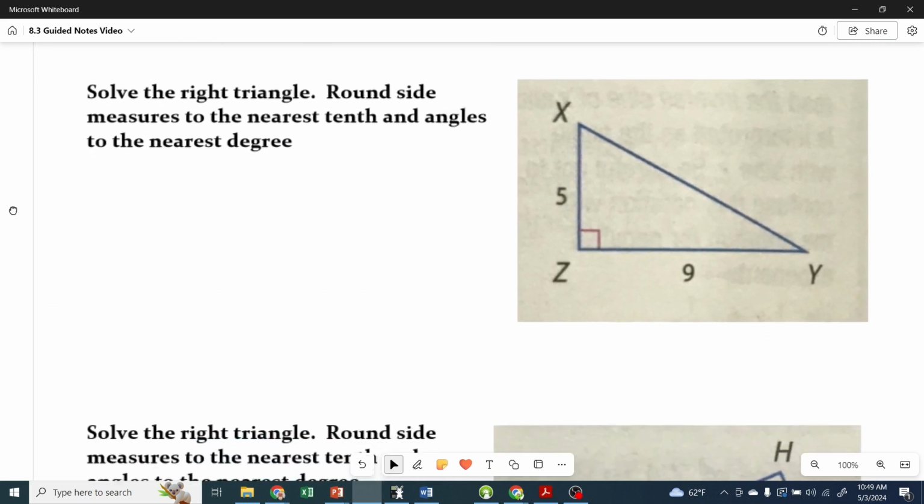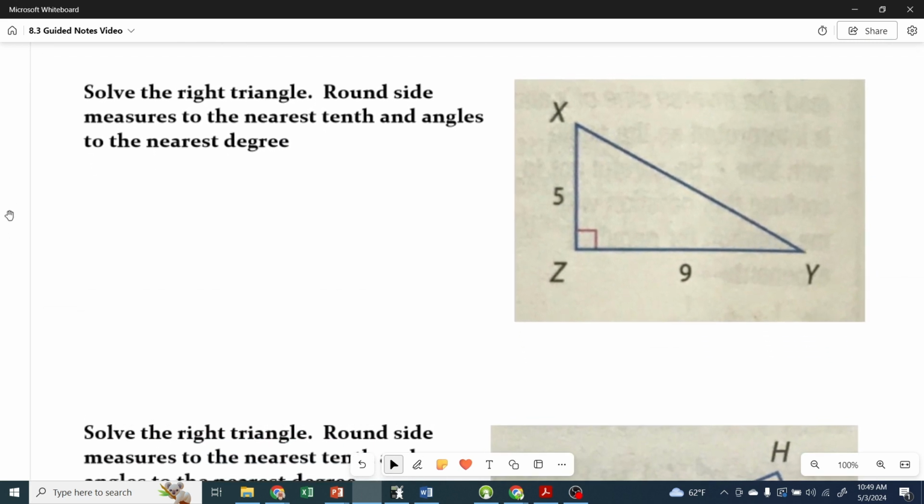Alright, solving a right triangle. This is not as hard as you might think. The first thing we're going to do is get this side solved for right here. So that is the hypotenuse. This is the hypotenuse. So we're going to use the Pythagorean theorem to solve.